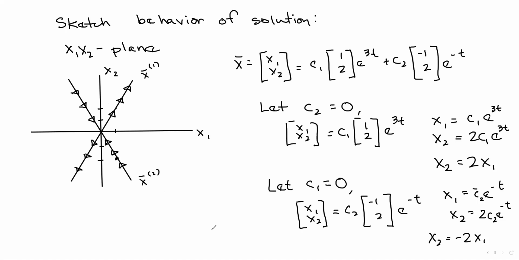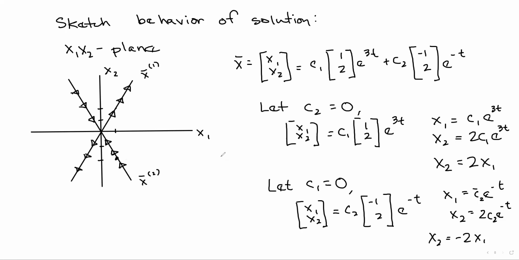Okay, and this is where things get kind of cool, right? So what are we doing here? We're trying to sketch the behavior of our solutions. All right, if we have a solution that's on this line, that corresponds to the fact that C2 was zero, and we know that you move over time. So if we started here, we would slowly drift away from the origin. We know that if we start on this line, that represents the case where C1 equals zero. And if we started here, we would drift toward the origin over time.